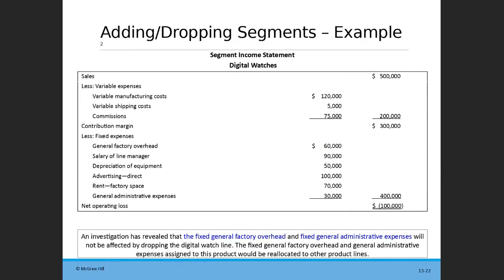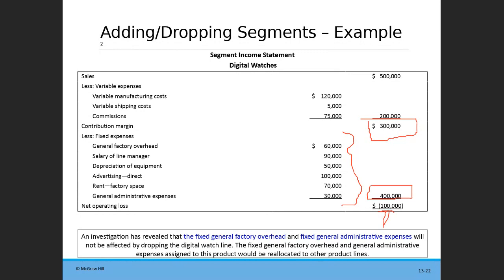So let's look at what these cost. We know that when we sell 500,000 worth of watches, we're ending up with 300,000 contribution margin. So we've got 300,000 bucks to cover fixed expenses. Now, it's currently not covering the fixed expenses assigned to this segment, right? The fixed expenses assigned to the segment total 400,000, which gives us an NOL of 100,000.